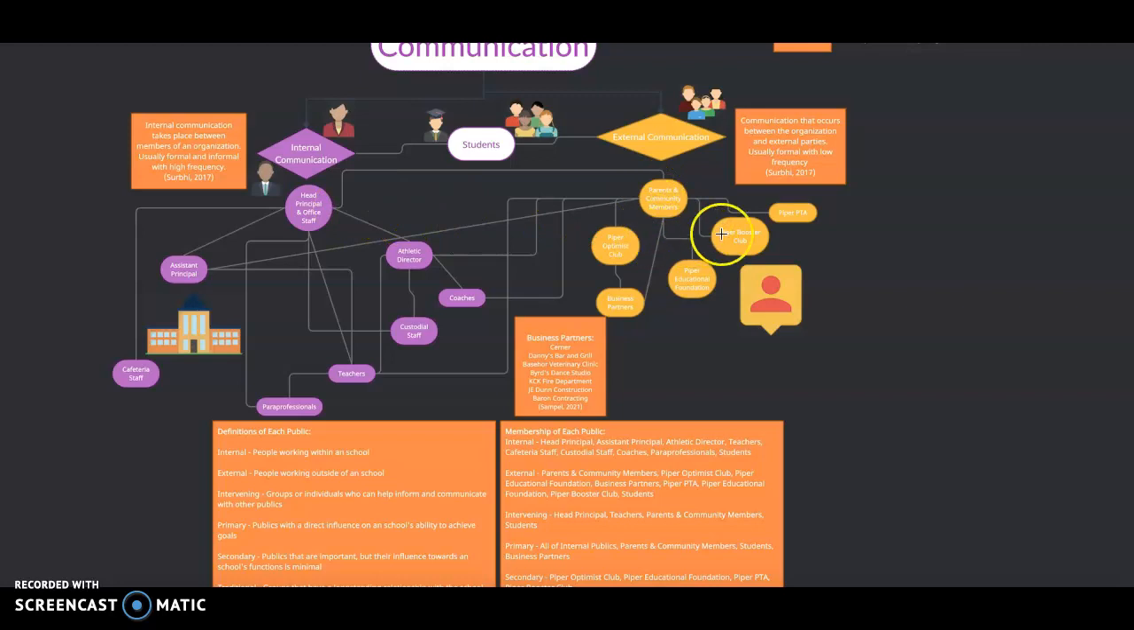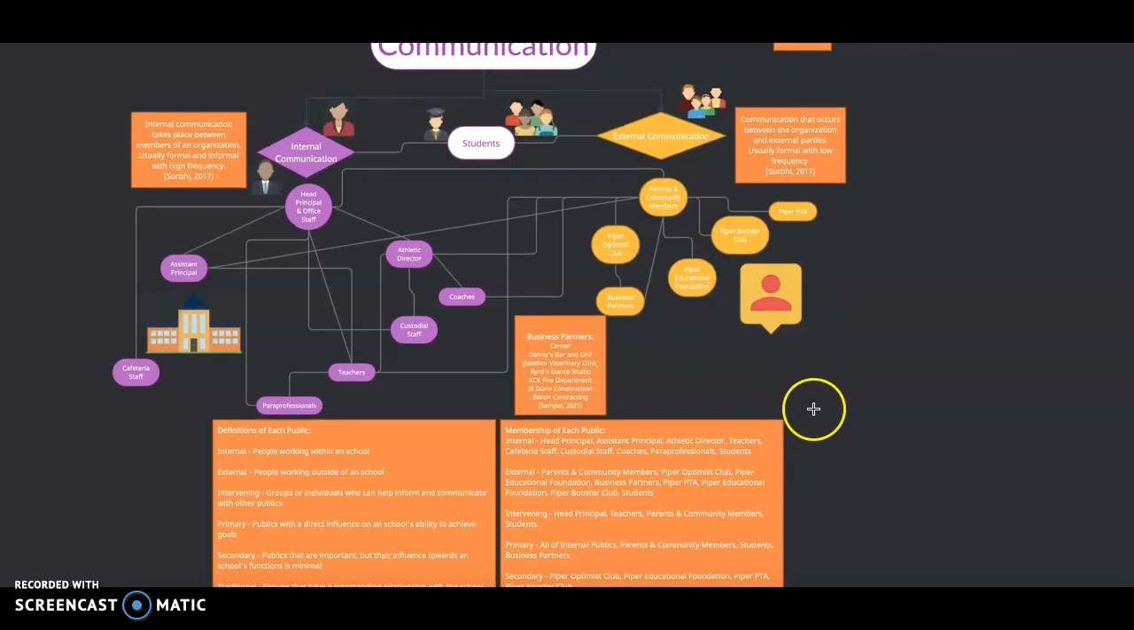And as far as weaknesses go with the external communication groups, I think Piper PTA, the Booster Club, and the Educational Foundation could be a little more proactive with their communication. I don't hear much about them, and I would really love to hear more about what they're getting into, because I know they're really helping out our students. I just don't know exactly the specific ways they are, and I would really love to hear what they have to say.